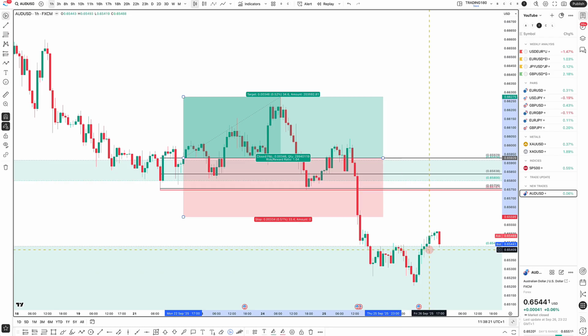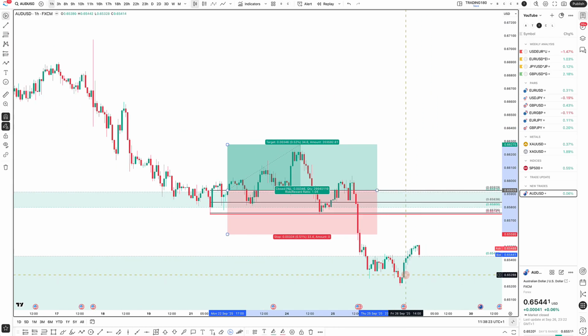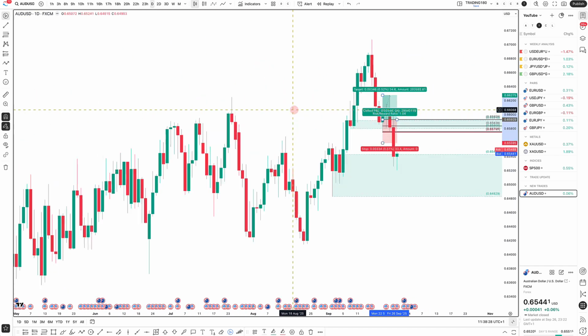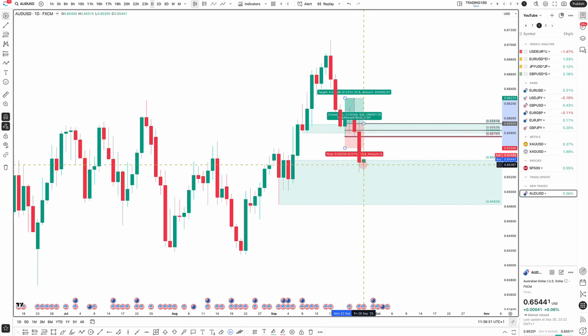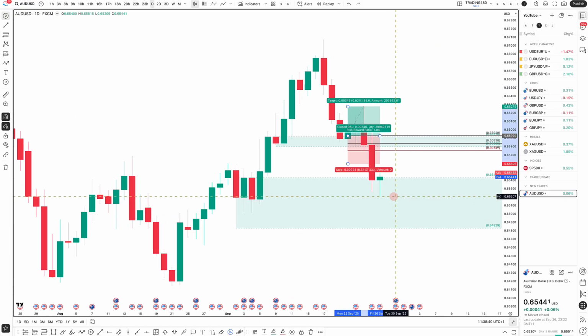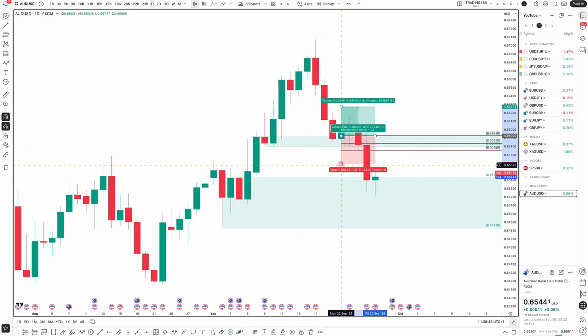For now, I think there is the potential to look to buy this again somewhere in the daily demand zone, but it will depend upon what happens with the dollar this week. So, profitable trade, profitable week, and let's see what happens. But no new trades again. I'm just waiting for the dollar and the yen data to come out and see whether I want to be long or short on those pairs.